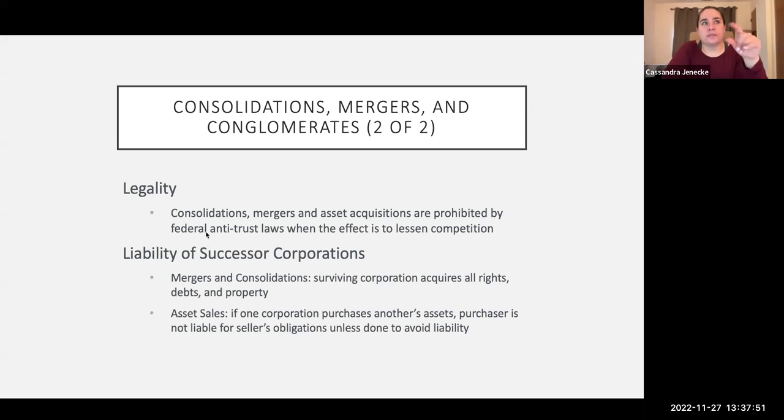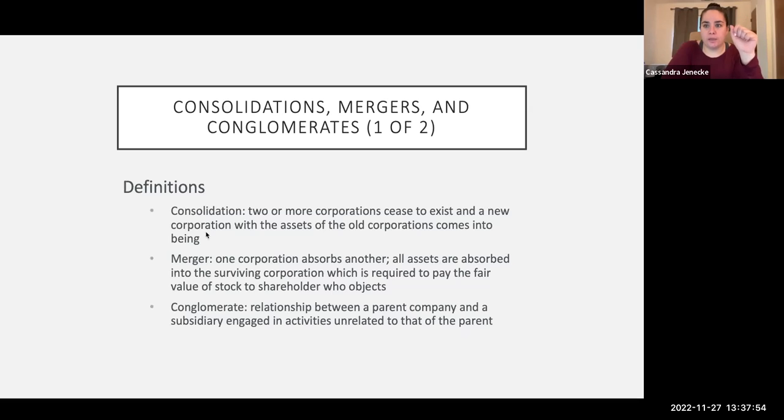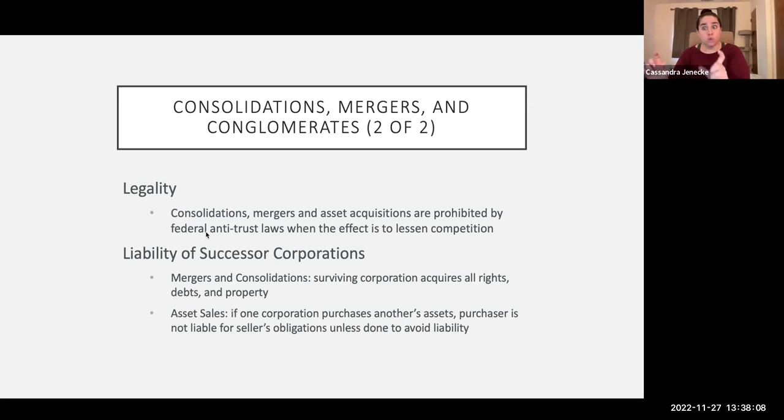So when we talk about successor corporations, right? When we look at a consolidation, the successor corporation is the new corporation that is formed. When we look at a merger, the surviving company is the successor corporation to the absorbed company. Okay. So the surviving corporation acquires all the rights, all the debts, all the property of the corporations it used to be, or that were absorbed. Where one corporation purchases the assets of another, then the purchaser will not be liable for the seller's obligations unless it was done to avoid liability. So just a caveat there.